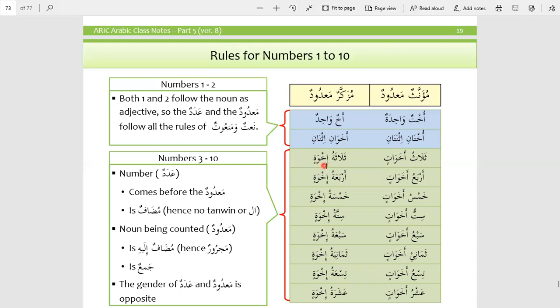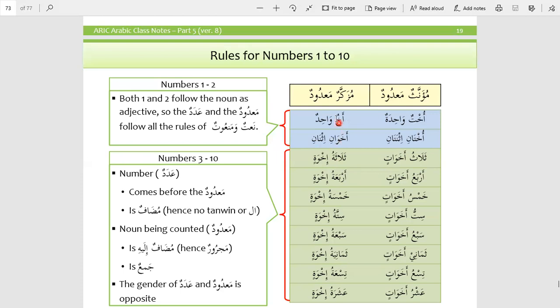And look at the gender. We said before that 1 and 2, they carry the same number, because the rule of nat and manut says it carries the same number, same casing, and same gender.